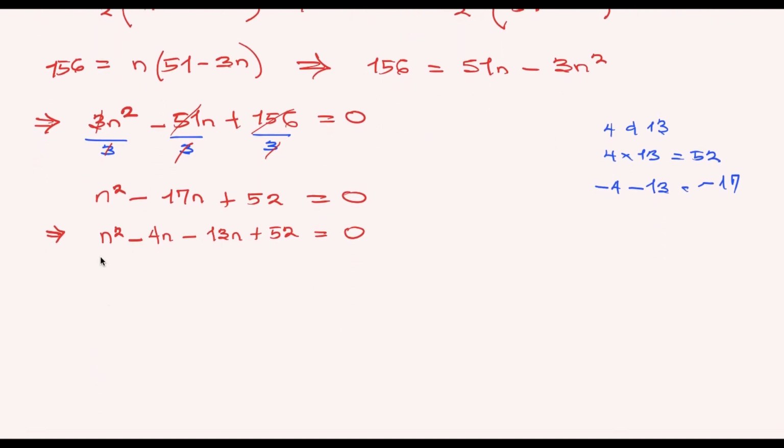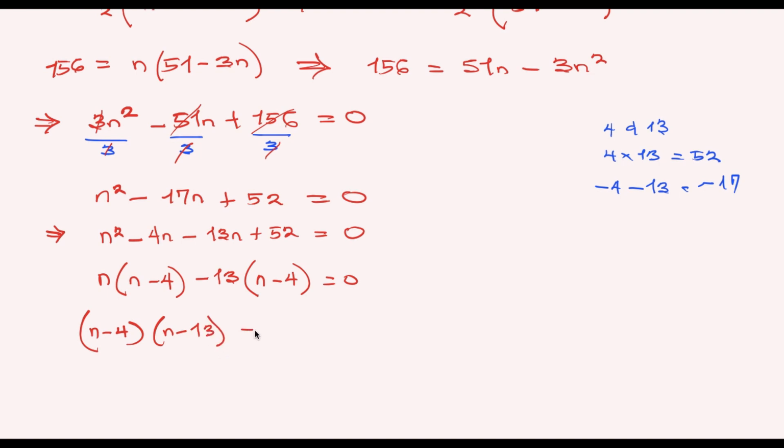So now we can factorize this equation. For these first 2 here, we have that n is common to both terms, so we have n outside the bracket. n squared divided by n equals n. Minus 4n divided by n equals minus 4. And for the next 2 terms, we have that minus 13 is common to both terms. So minus 13n divided by minus 13 equals n, and 52 divided by minus 13 equals minus 4, equals 0. So from here, we can write out the common term to both sides, which is n minus 4, and then we write out the terms outside. So this is n minus 13 equals 0.